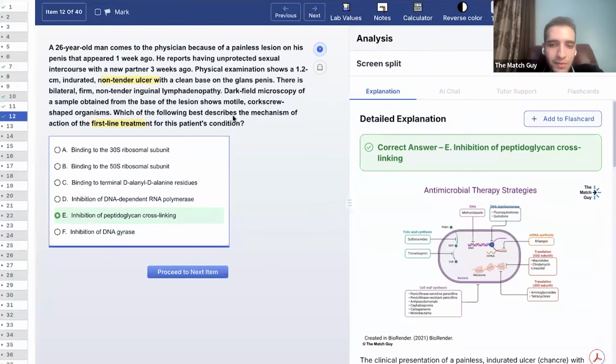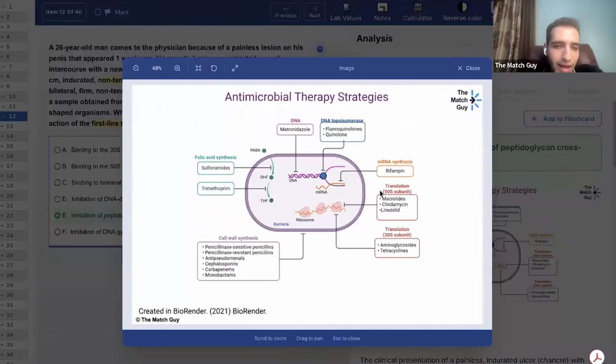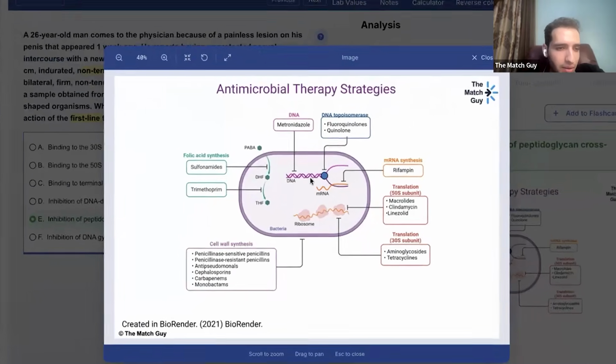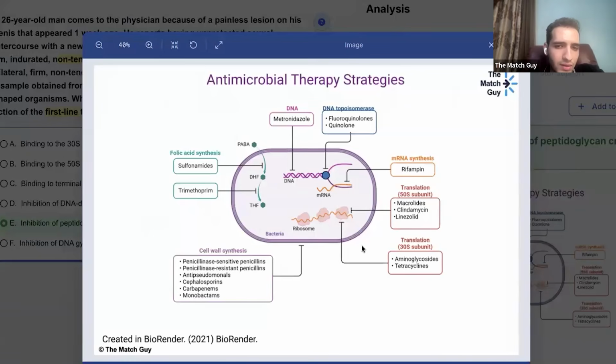Okay, guys? Then there is always a picture for all the important high yield antibiotics, and I try to read it very fast. Oh, mRNA, that's rifampin. RNA topoisomerase, fluoroquinolones. DNA, metronidazole. If I don't know one of them, I make an Anki card right away.